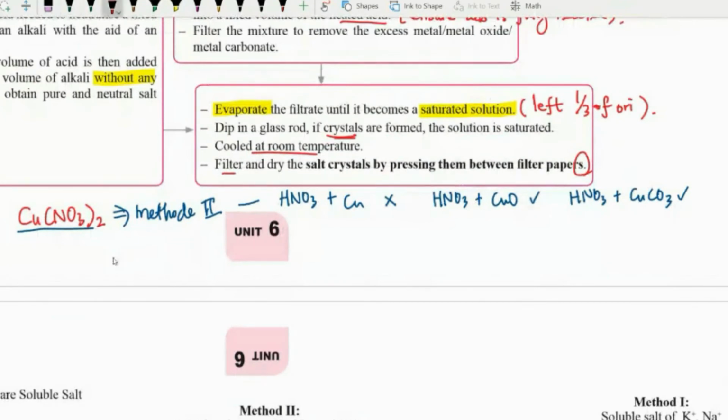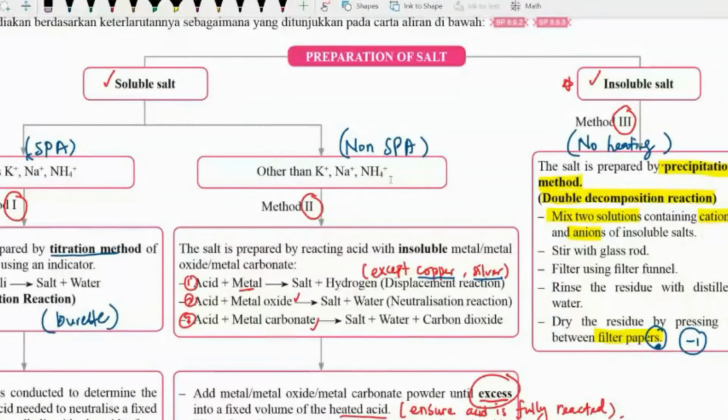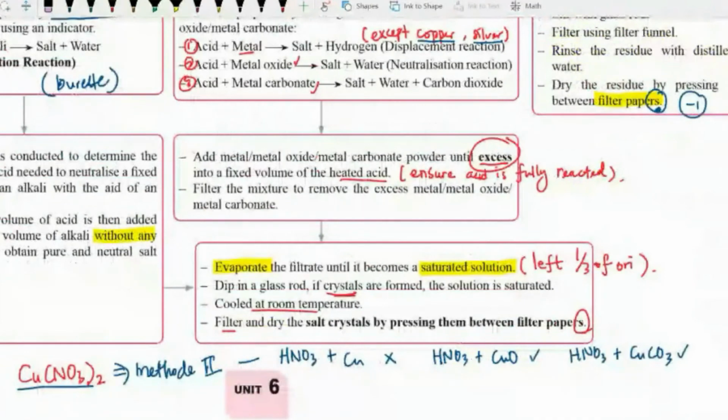Now I give another example. Let's say zinc carbonate. Class, which method are we going to use? Zinc carbonate. You have to answer, is it soluble or insoluble? Zinc carbonate, is it soluble, class? You have to ask.